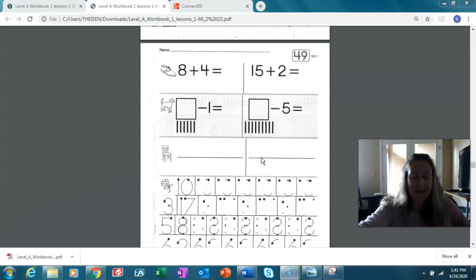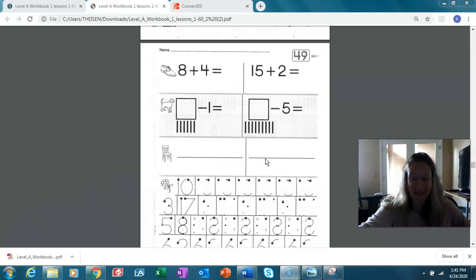Jim had 5 pencils at his desk. He also had 2 pencils in his notebook. How many pencils did Jim have altogether? Listen again and write the symbols. Jim had 5 pencils in his desk. What symbol are you going to write first?